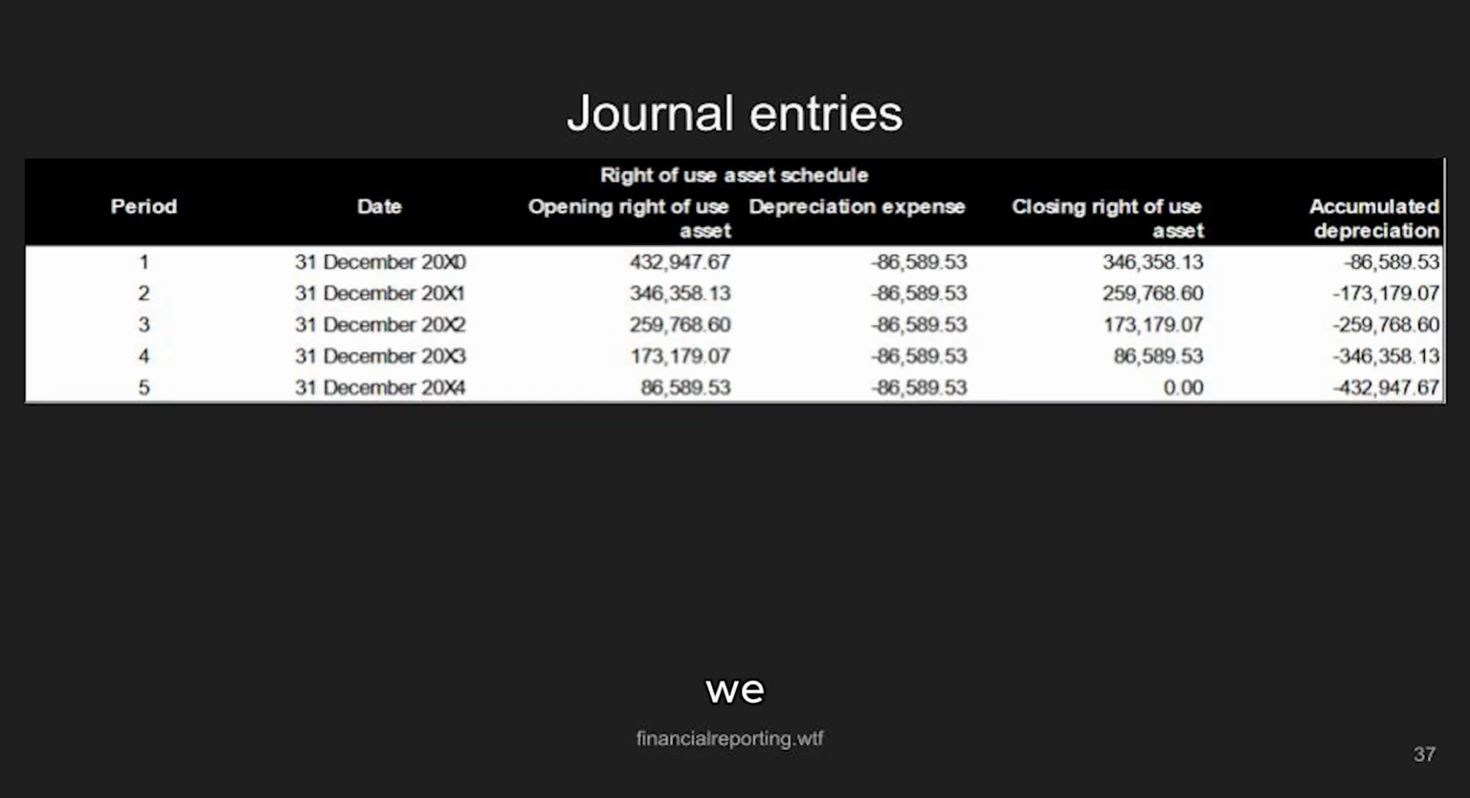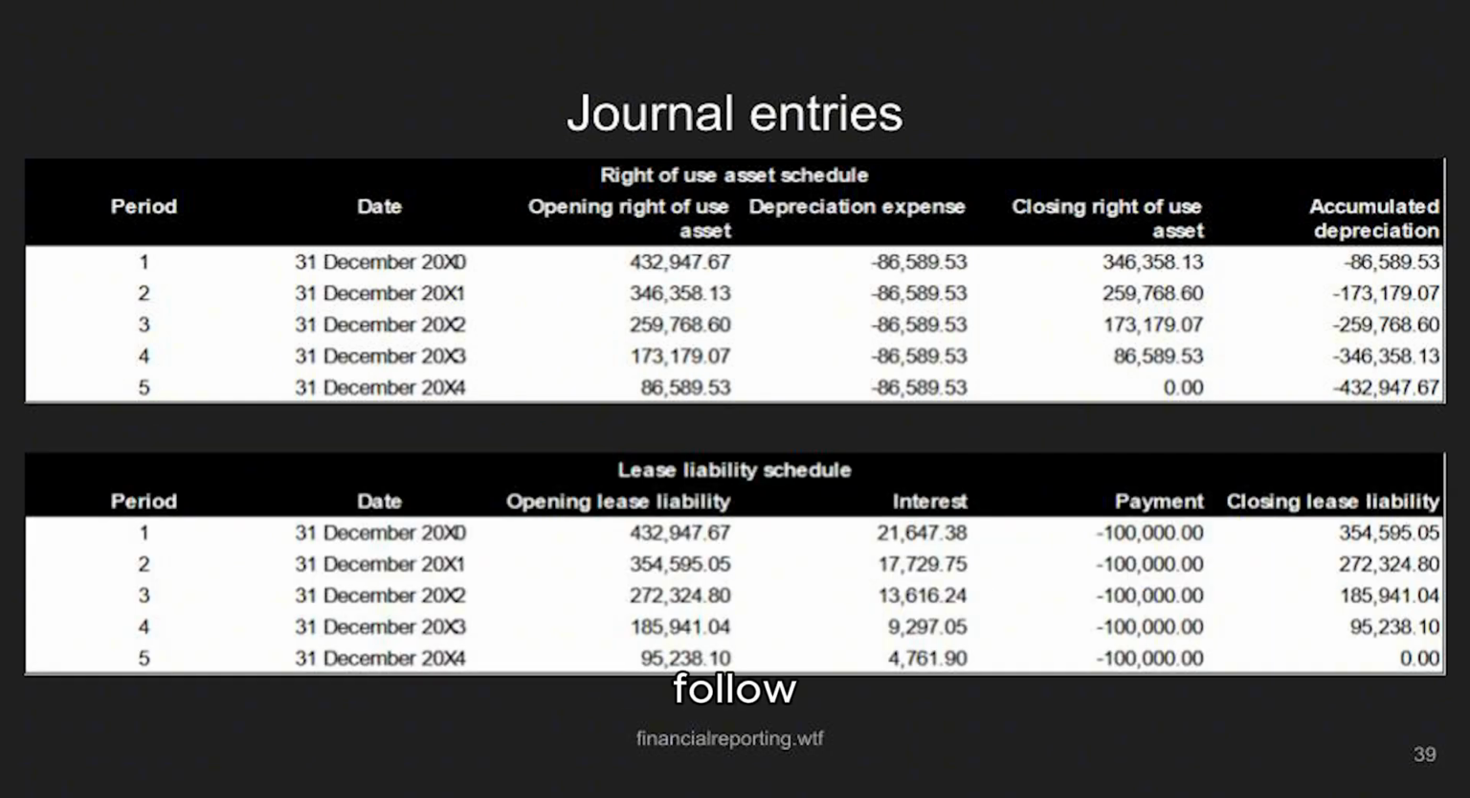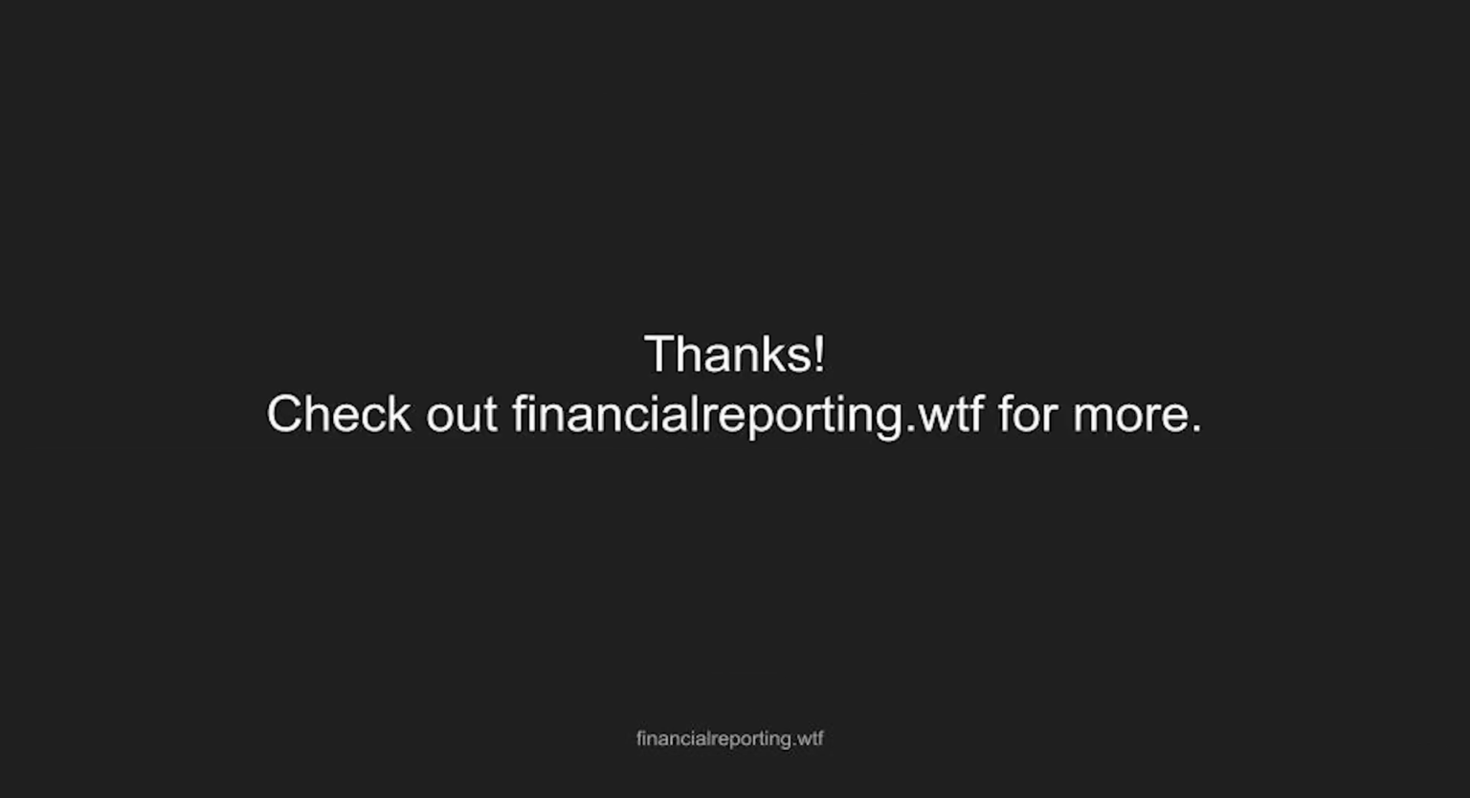With that out of the way, we can look at the right-of-use asset. Our only entry is depreciation. Debit to depreciation expense. Credit to accumulated depreciation. We follow the logic for the remaining periods. Journals each period recognizing interest expense, our payment, and depreciation for the period based on our schedule, until the end of the lease term. And with that, we've finished our IFRS 16 Simple Lease Worked example.